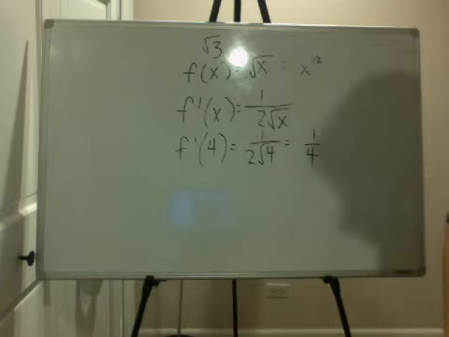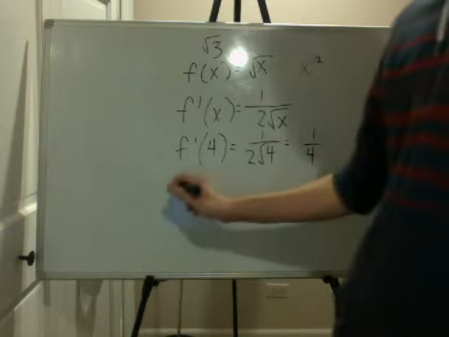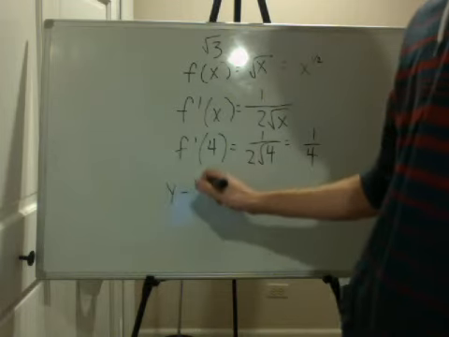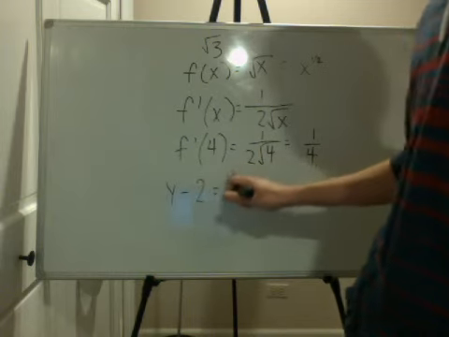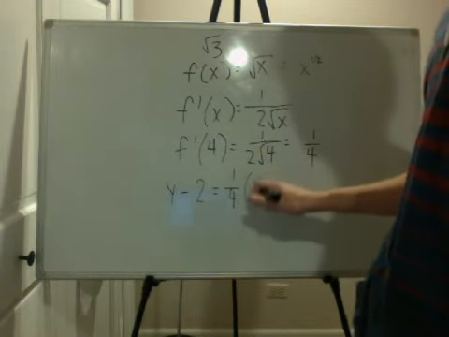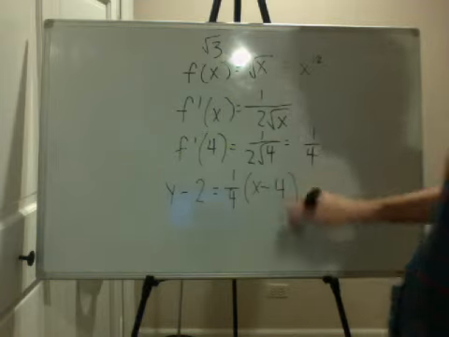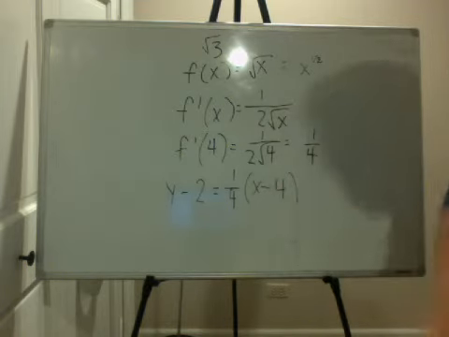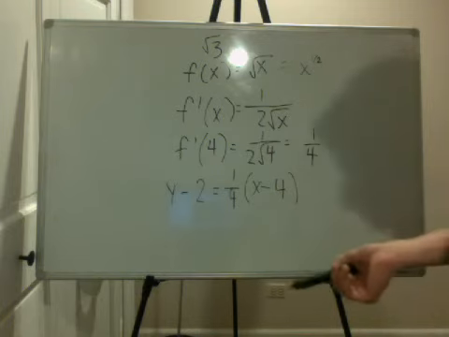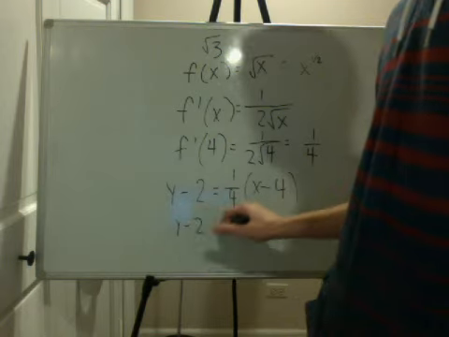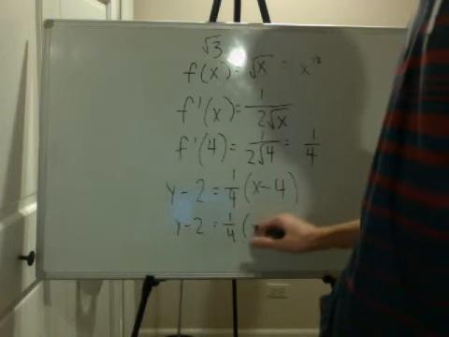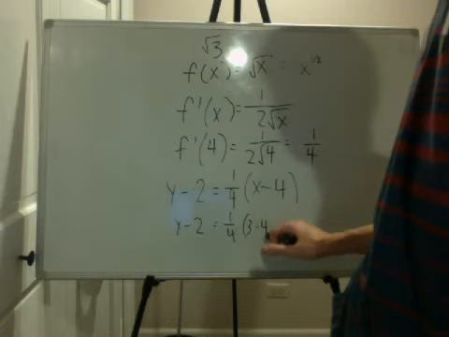Alright, and we already know our point, so we can make a point-slope line here. So it'd be y minus 4, oh, I'm sorry, actually it's y minus 2 equals 1/4 times (x minus 4). Right? This is the tangent line at 4. So now all we have to do is plug in 3 for x. So y minus 2 equals 1/4 times (3 minus 4).